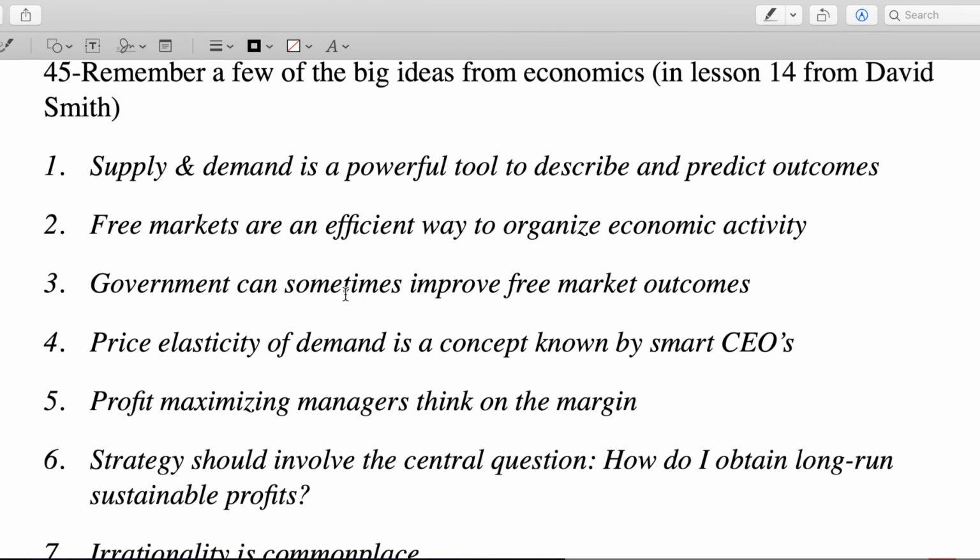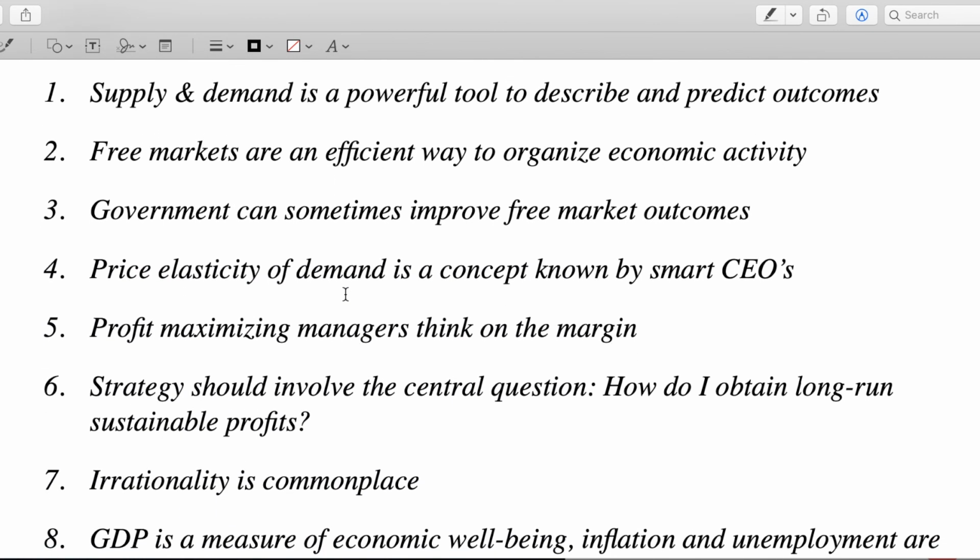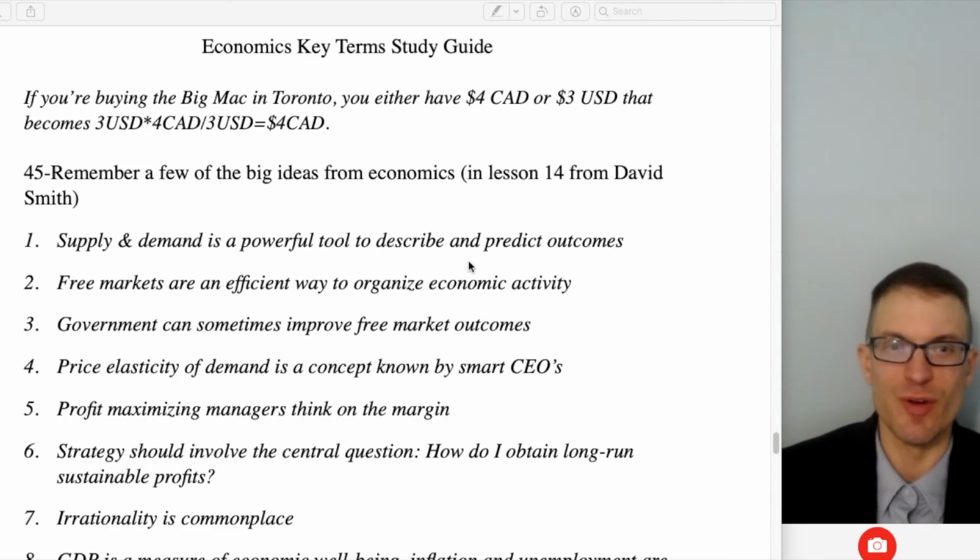Remember a few big lessons from economics. So firstly, supply and demand is a powerful tool to describe and predict outcomes. You can get pretty good insight from thinking about the supply and demand model and thinking about what we'd expect to happen as a result of fluctuations in each. And I'm going to conclude this video right here.